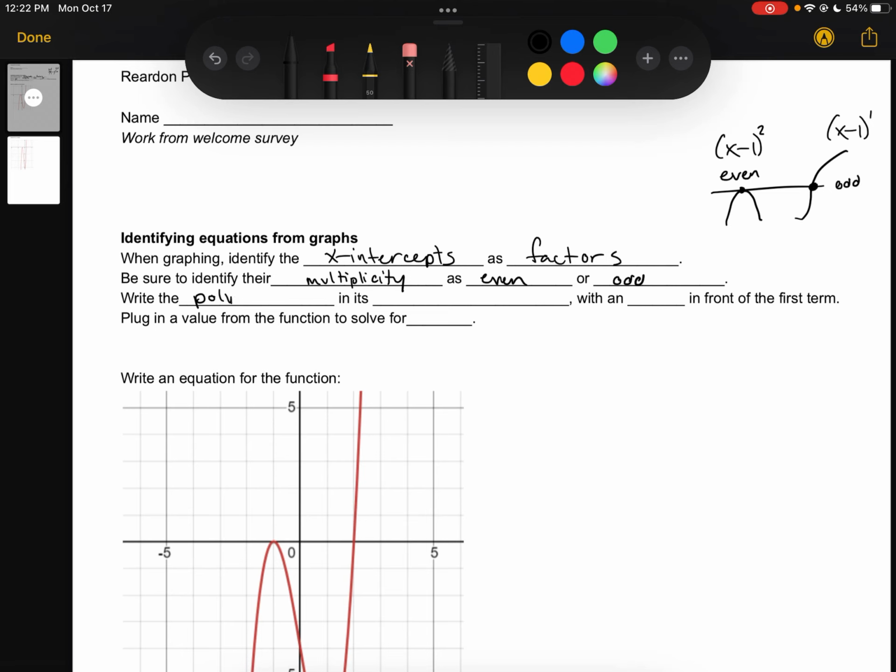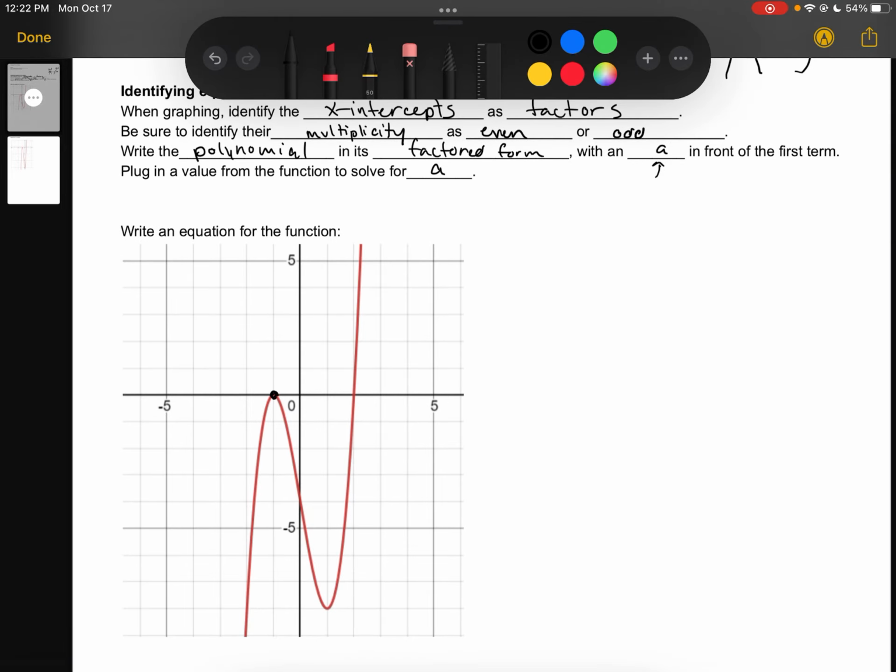We next want to write the polynomial in its factored form with an a in front of the first term. This is the new part: we put an a in front of the first term, and then when we plug in a value from the function, anywhere on the function as long as it's an accurate value, we can use that to solve for a.